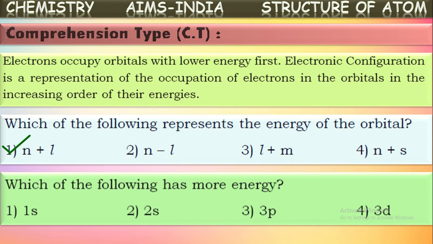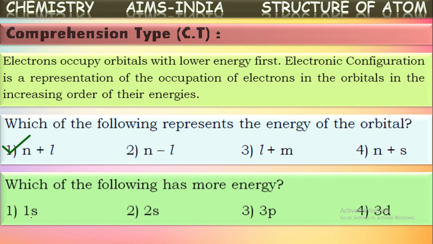Next, which of the following has more energy? So just now we have seen in the previous question how to compare the energies of the orbitals based on the n plus L value. N representing its principal quantum number, L representing the subshell or azimuthal quantum number. Okay, now see, for each let us try to calculate the n plus L value.